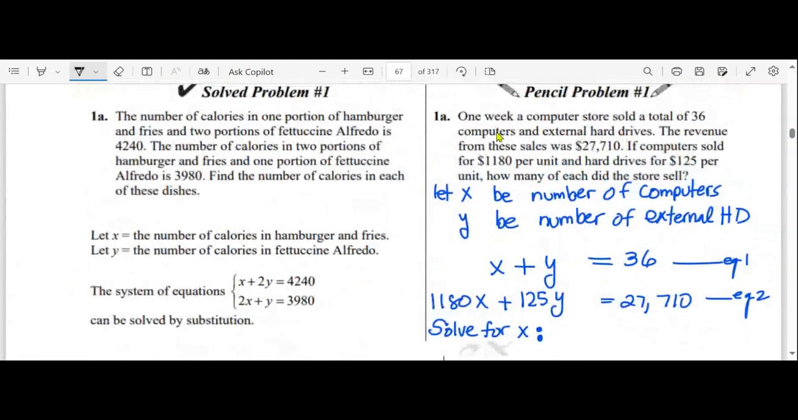Here I have what? I need someone to read. Ryan, please read 1A. One week, computer stores sold a total of 36 computers and external hard drives. The revenue from these sales was $27,710. If computers sold for $1,180 per unit and hard drives for $125 per unit, how many of each did the store sell? Do you understand or no? Who can explain it in plain English?